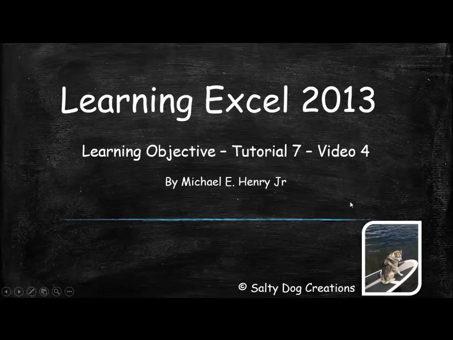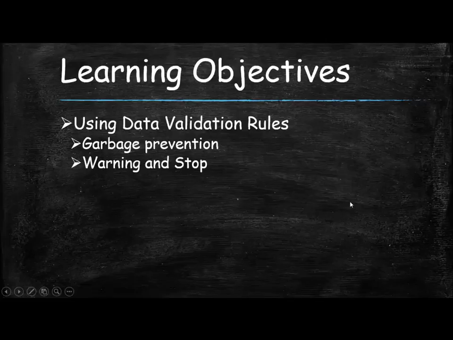In this video, we are going to look at garbage prevention rules, or basically data validation rules. This is going to go back to that old saying, garbage in equals garbage out, and we're going to learn how to prevent garbage from coming in. We're going to be using warnings, and we're going to be using stops. These are two different ways that our rules will work. One is to stop someone cold, and one is to warn them that they're doing something that might be okay but might not be okay.